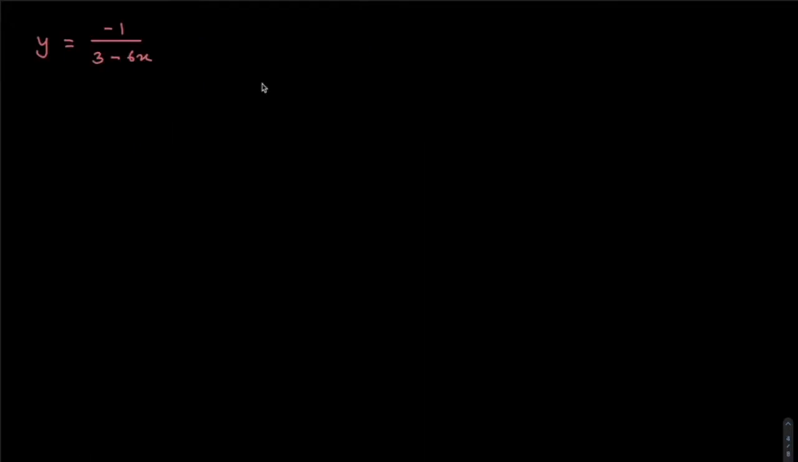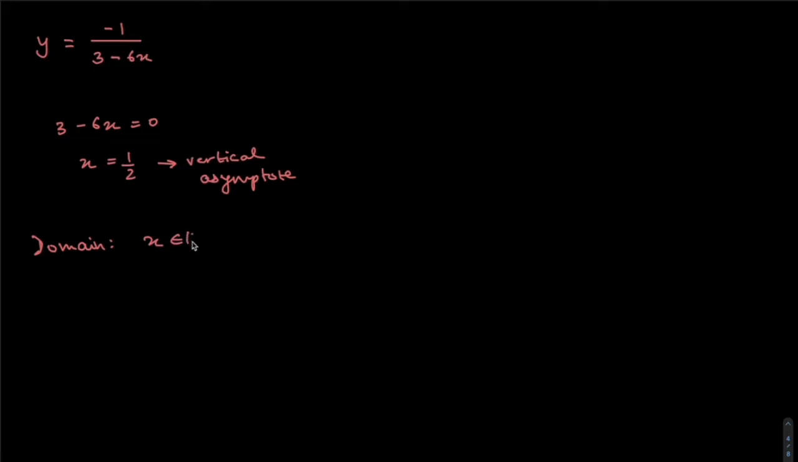All right, let's go to the next question. So we have y is equal to minus 1 over 3 minus 6x. So to find the domain, we're going to let the denominator equal 0. So we get 3 minus 6x is equal to 0. x is equal to half. That gives me my vertical asymptote. And my domain becomes x belongs to all real numbers, but x is not equal to half, right?